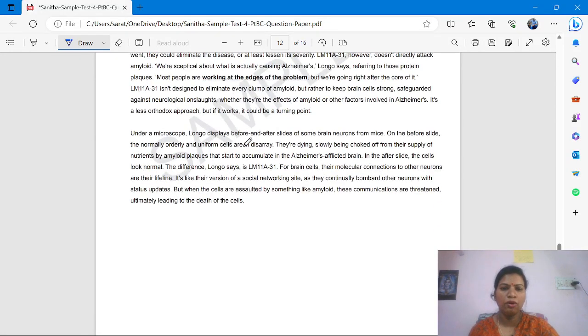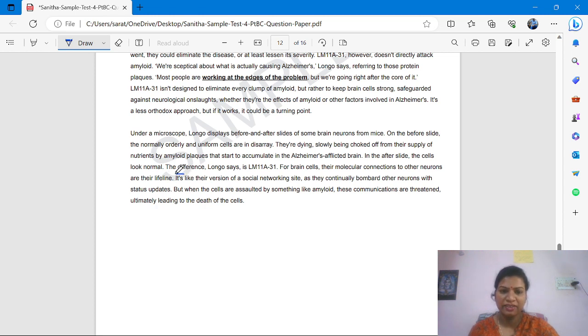Under microscope, Longo displays before and after slides of some brain neurons from mice. On the before slide, the normally orderly and uniform cells are in disarray. They are dying, slowly being choked off from their supply of nutrients by amyloid plaques that start to accumulate in the Alzheimer's afflicted brain. In the after slide, the cells look normal. The difference, what is the difference? Longo says LM11A31. For brain cells, their molecular connections to other neurons are their lifeline.